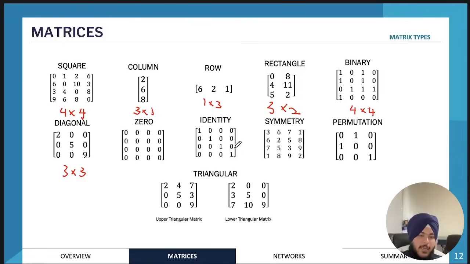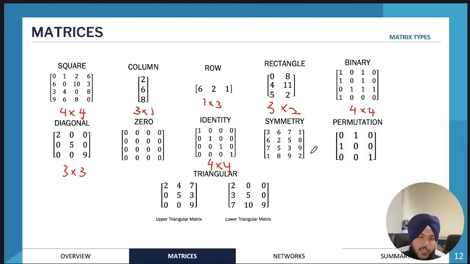Then we have an identity matrix. This matrix is really important when we get into matrix inverses. An identity matrix is essentially a type of diagonal matrix, but it only contains 1s in the leading diagonal and all other numbers are 0s. It is also a square matrix as well. So 3 different labels: a diagonal matrix, a square matrix, and obviously an identity matrix. So this is 4 by 4.